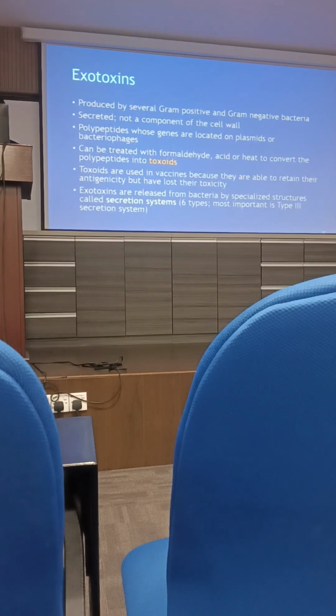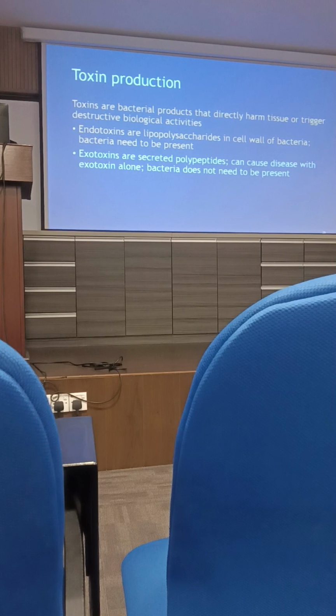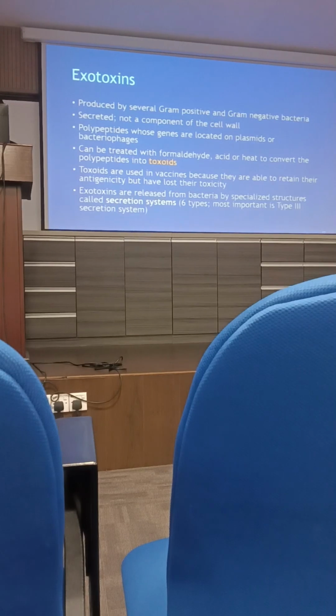So what are exotoxins? They are produced by several gram-positive and gram-negative bacteria. They are secreted polypeptides. Between polypeptides and polysaccharides, protein and polysaccharide, which one is more antigenic? Polypeptide, right? You've seen that in your immunology. The genes are usually located on plasmids or on bacteriophages, so they can be transmitted from one virulent bacteria to another non-virulent bacteria, making it more virulent, right?